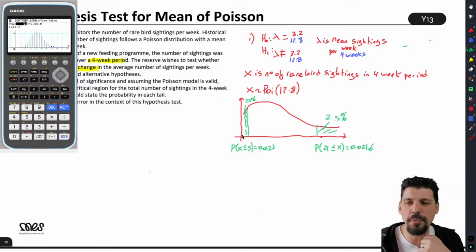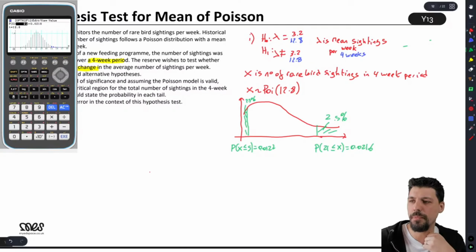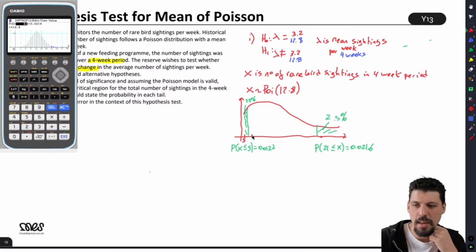So 5 will be firmly inside here. Right, 5 is somewhere like that. 5 is there, 6 is outside, and here 20 is there, and 21 is just inside.